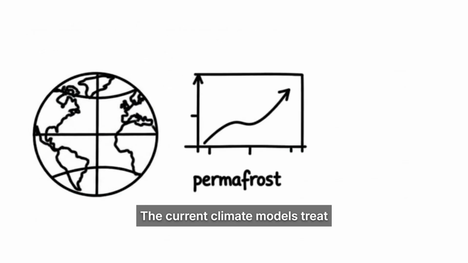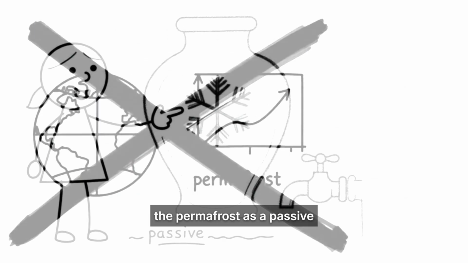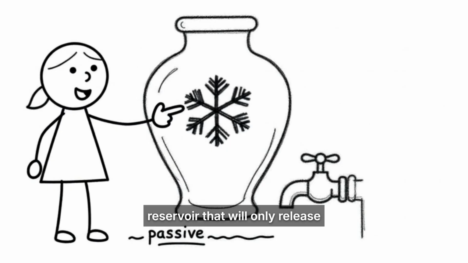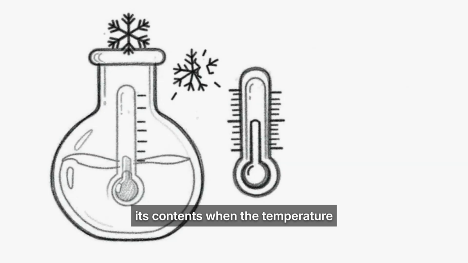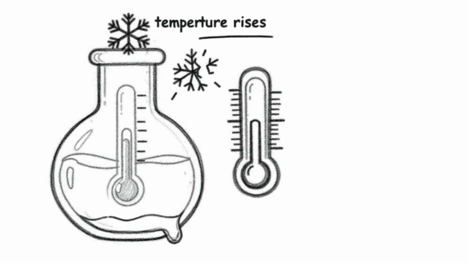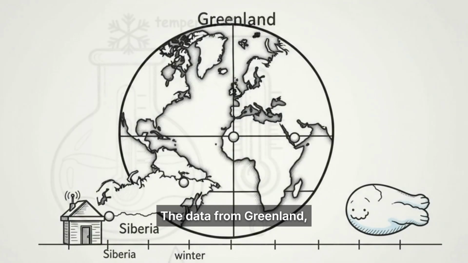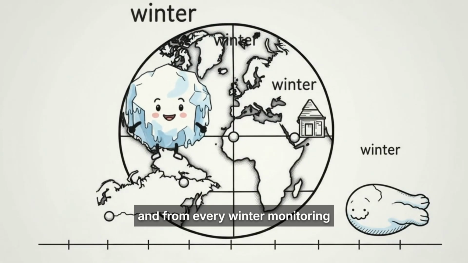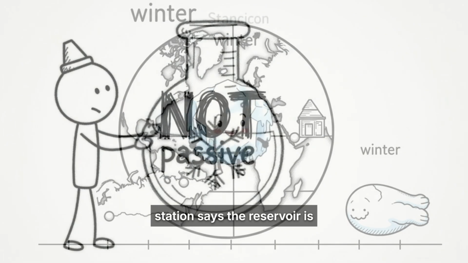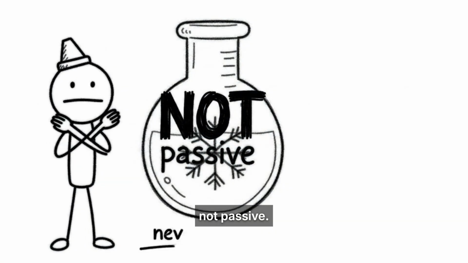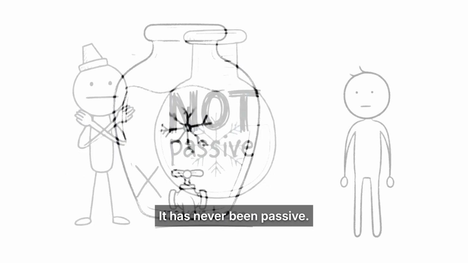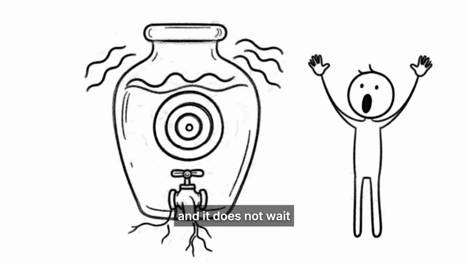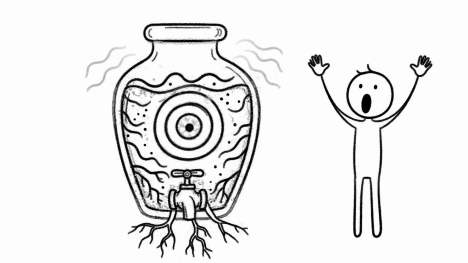The current climate models treat the permafrost as a passive reservoir that will only release its contents when the temperature rises high enough to melt it. The data from Greenland, from Siberia, from Antarctica, and from every winter monitoring station says the reservoir is not passive. It has never been passive. It is alive, and it does not wait for permission.